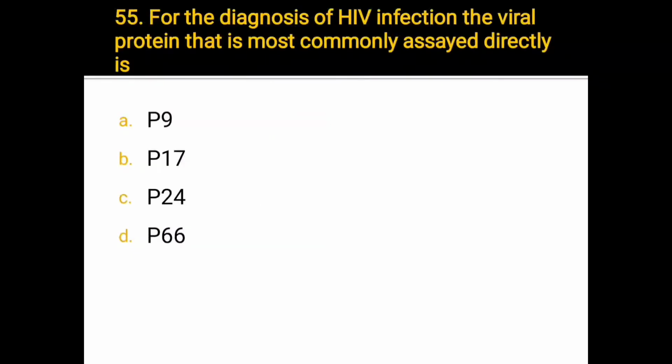For the diagnosis of HIV infection, the viral protein that is most commonly assayed directly is: A. P9, B. P17, C. P24, D. P66. Correct answer: P24.